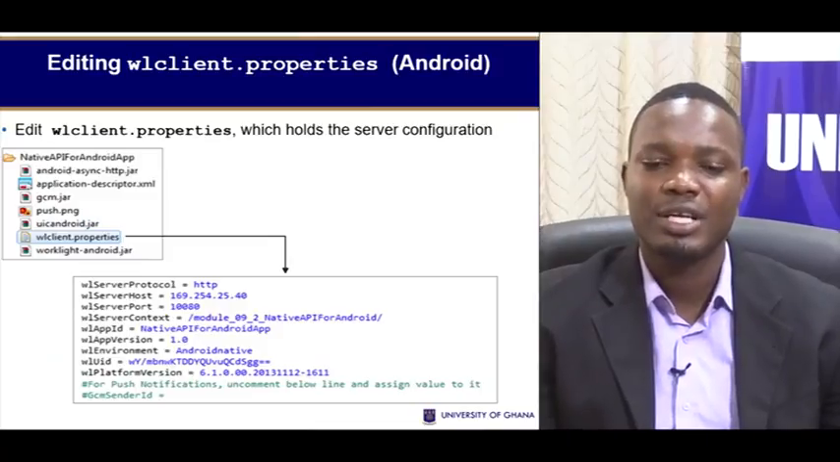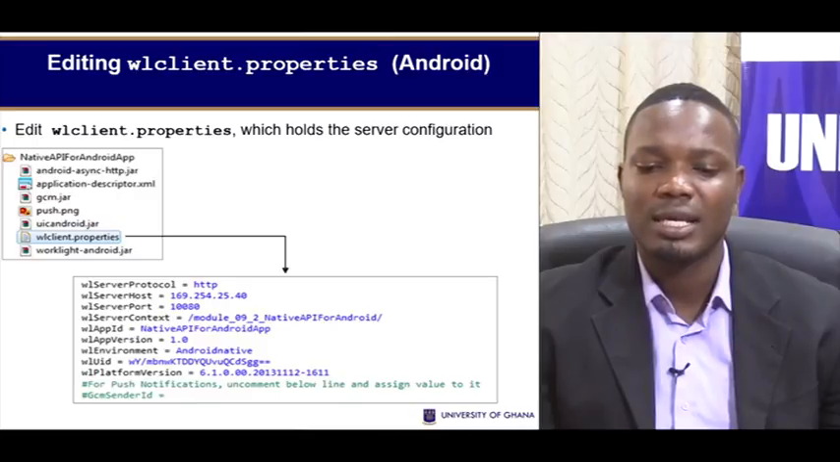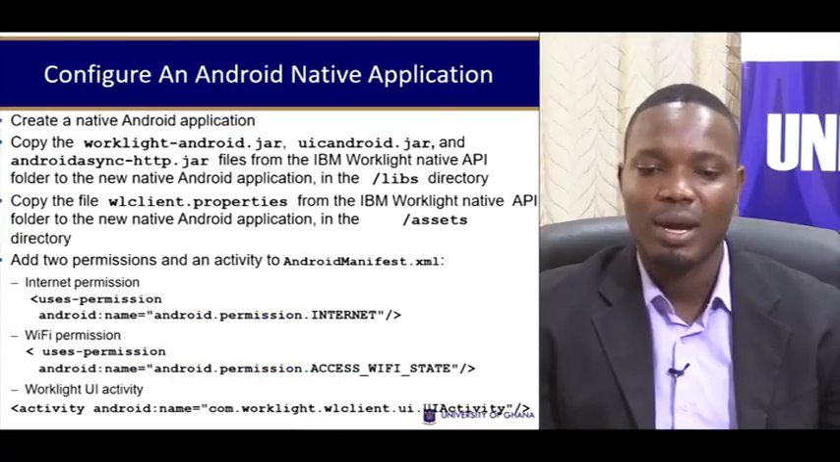At some point, you will need to edit the wlclient.properties. In editing it, you might change the WL server protocol, the server host, or the ports. You need to configure them. You might also want to configure the context. All of these configurations can be found in the wlclient.properties. All the server information is held here, and you can configure it to suit your requirements.